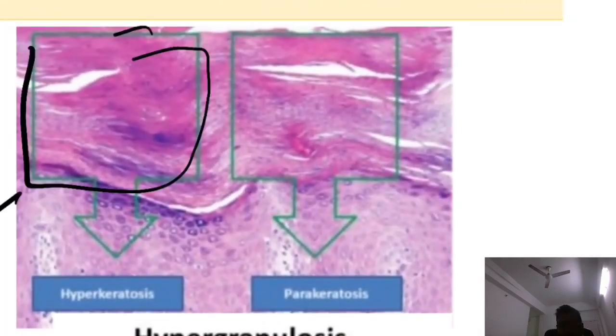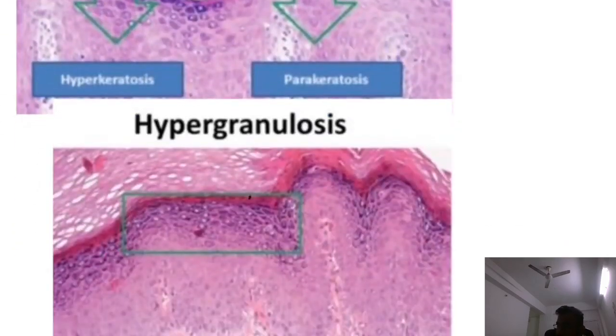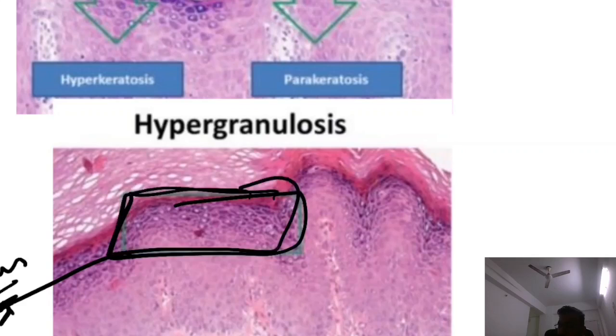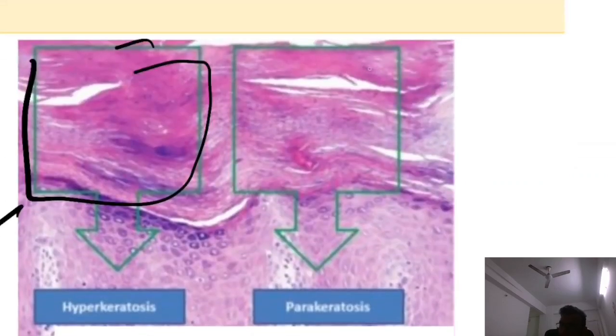It is seen in psoriasis. Hypergranulosis: you can see in this patient, this is hypergranulosis. This is seen in lichen planus. So what is seen in lichen planus? Hypergranulosis, and absent granulosis is seen in psoriasis. Okay. And what is parakeratosis?